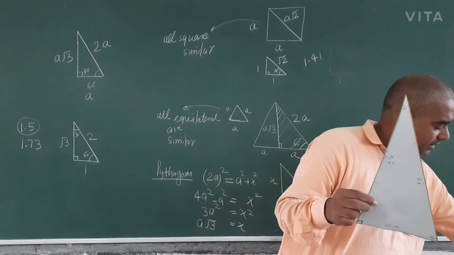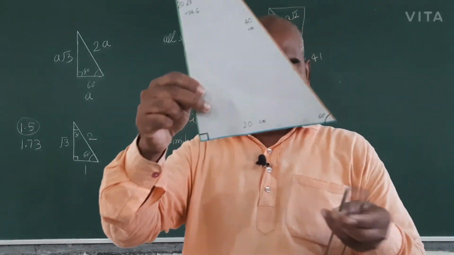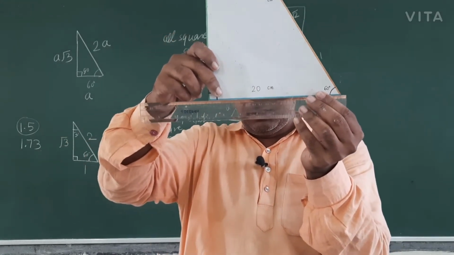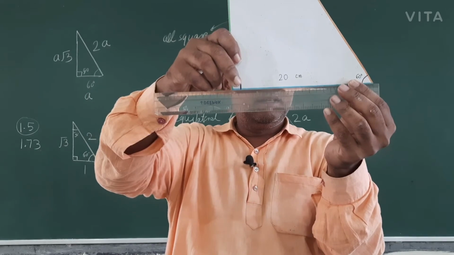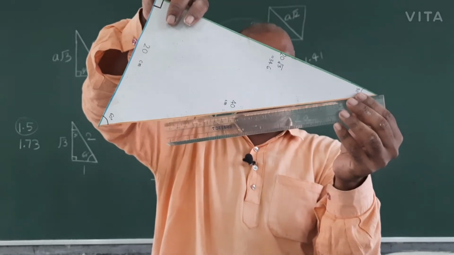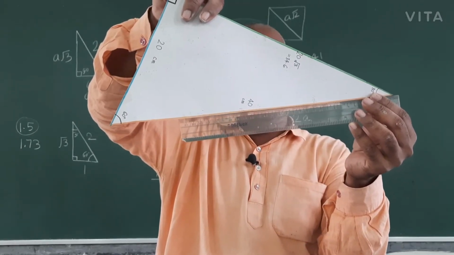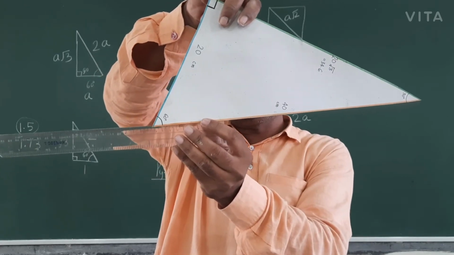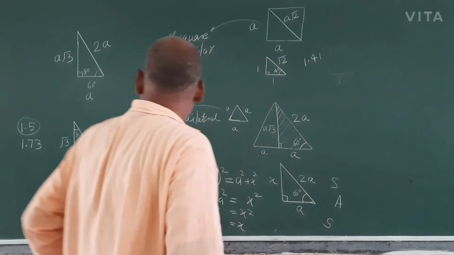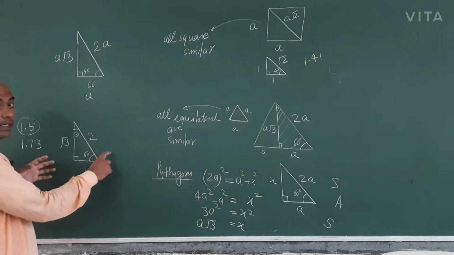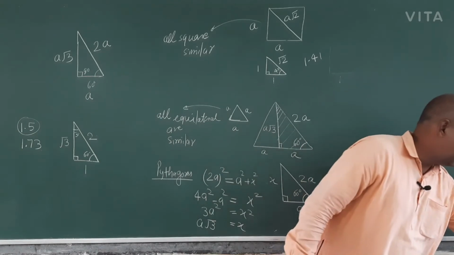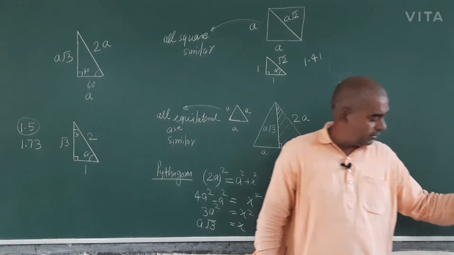Let me verify. Are you able to see? This is 20. And if I measure this, this is 30, after that this is 10, 40. So this is for your sine 60, sine, cos, sine. So this was the actual derivation about this type of triangle.